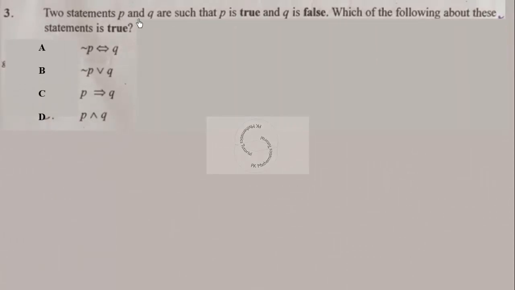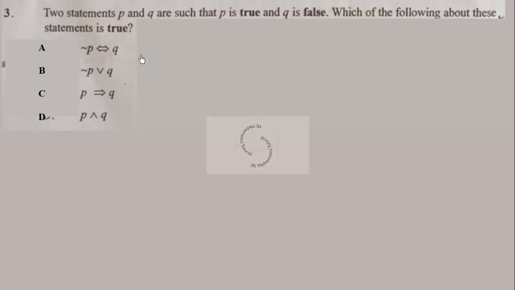Two statements P and Q are such that P is true and Q is false. Which of the following about this statement is true? So now the first one has to do with the biconditional symbol, biconditional statement or equivalence relation. So negation of P if and only if Q. So this is the if and only if statement.